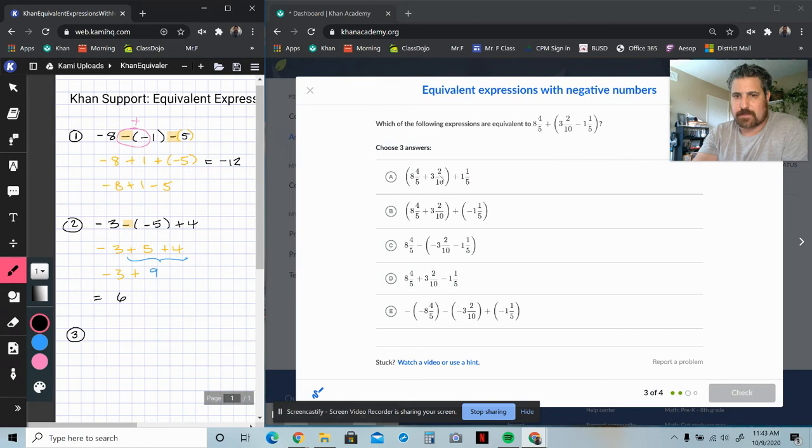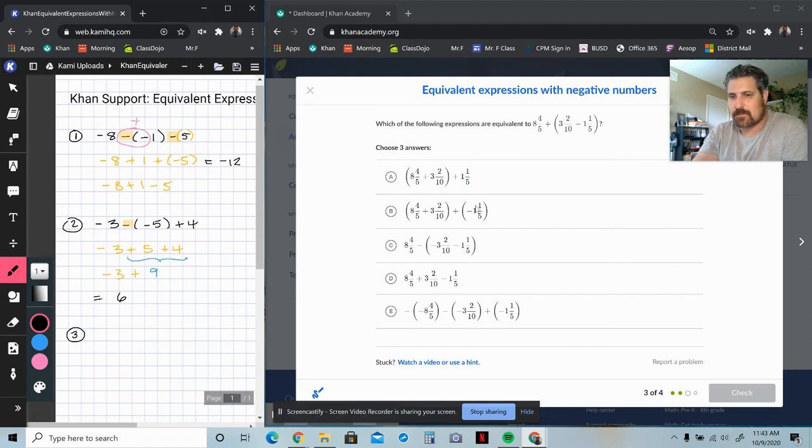Here you've got a positive and a positive and then a positive. This is going to be a negative value, this 1 1/5. It's going to be subtracted no matter what we do. Because remember, it's going to be plus the quantity of this, which means plus this and plus this. So it's going to be plus a negative 1 1/5. So this one's wrong. We know A is not going to work.